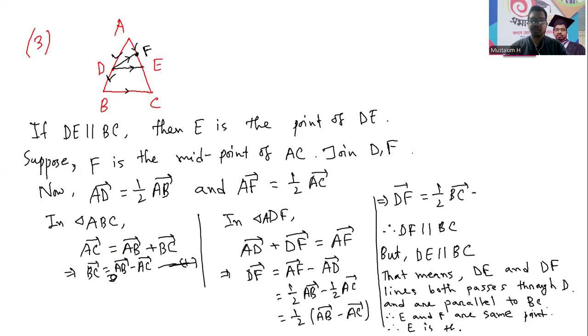So at first you take as hypothesis that F is the midpoint, and when you find that DF is also parallel to BC, and you are given that DE is also parallel to BC, both lines DE and DF are parallel to BC. That's why F and E are not different points. Both are the same point. That's why we can tell that E is the midpoint of AC.